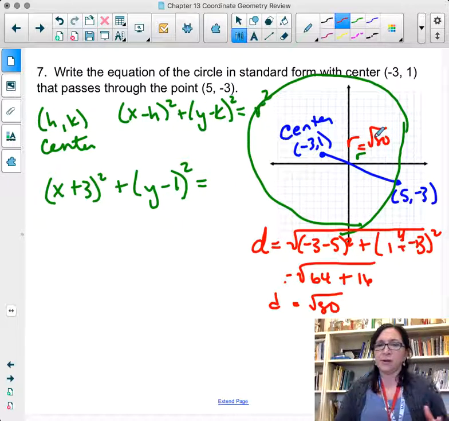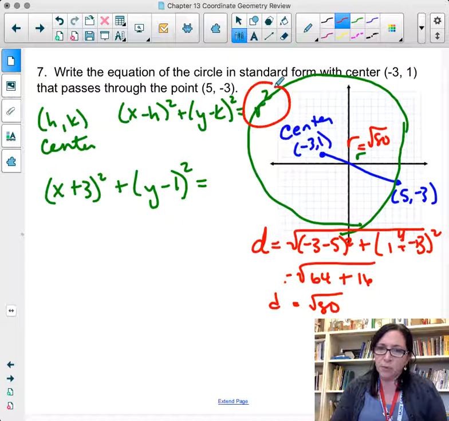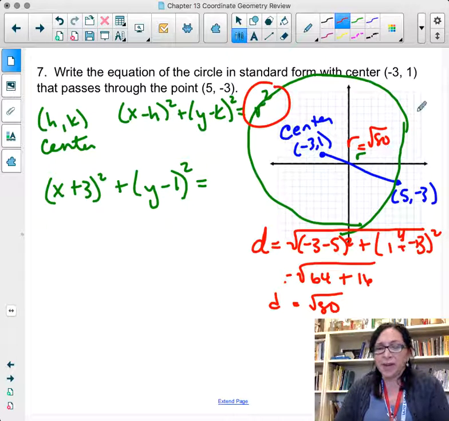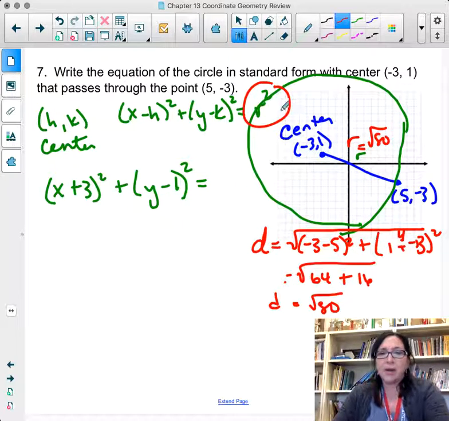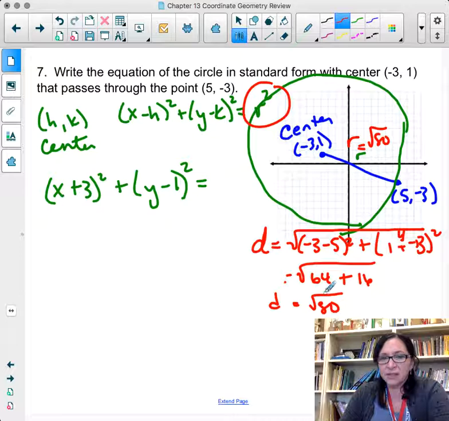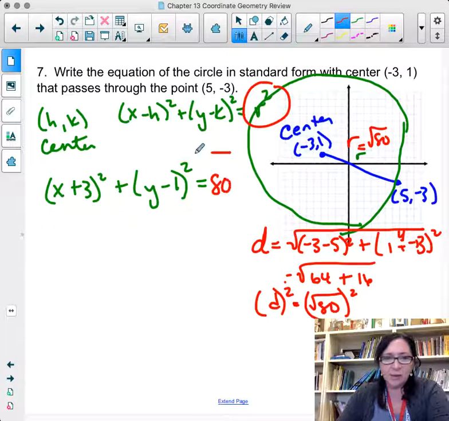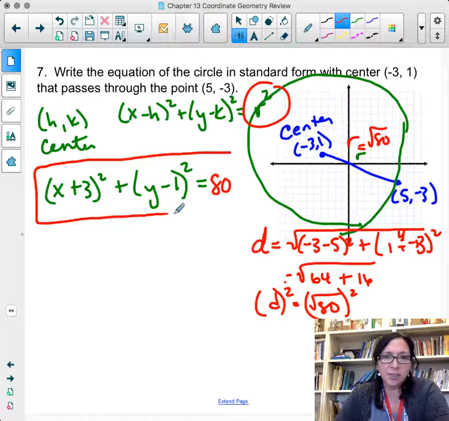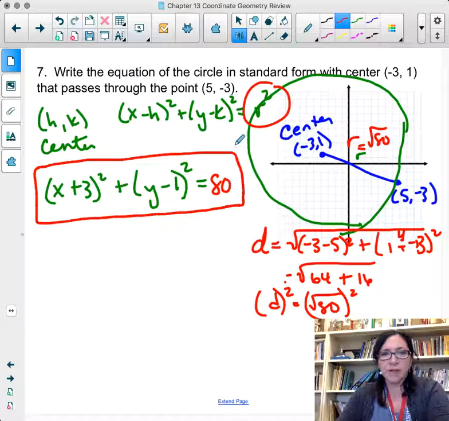But here's the deal. This is r squared. My radius is the square root of 80. It's like a little bit less than 9, because remember, the square root of 81 is 9. But what I put here is r squared. And what that means is this value here, I need to square that in order to find out what that squared value is. And so I just put 80 here. So that is the equation of my circle in standard form.